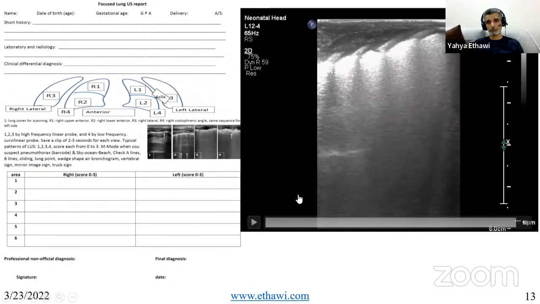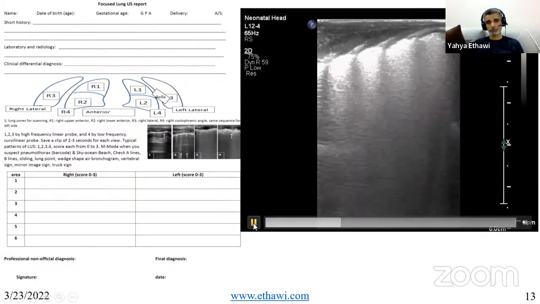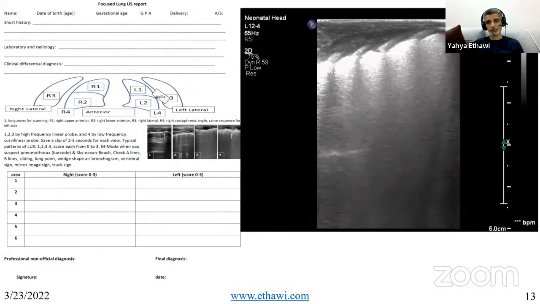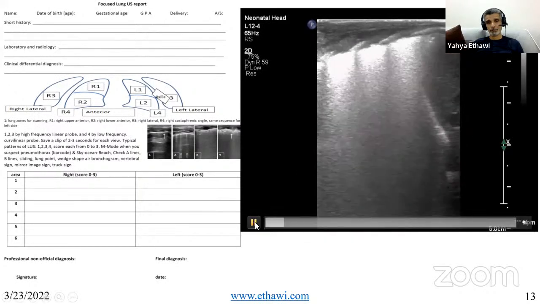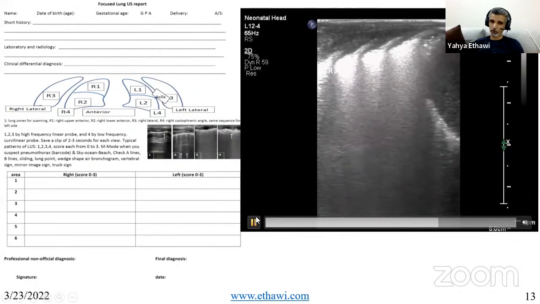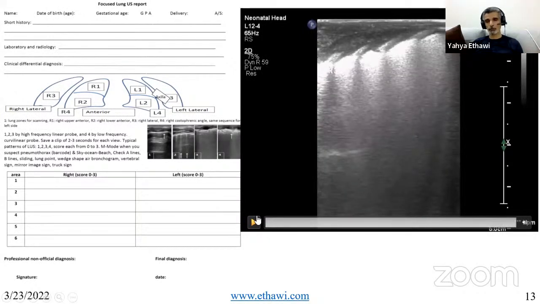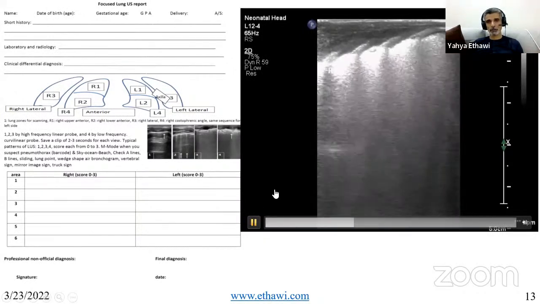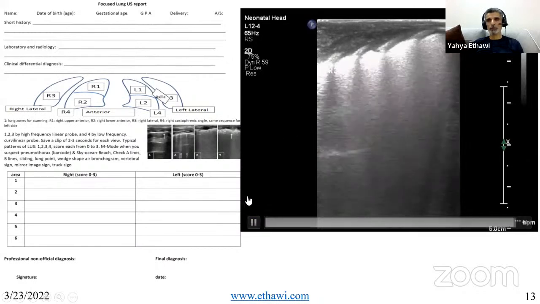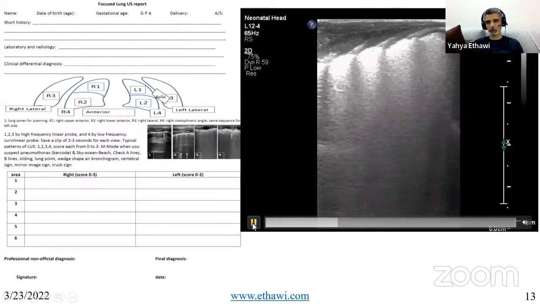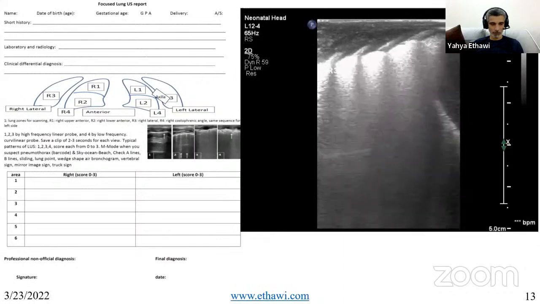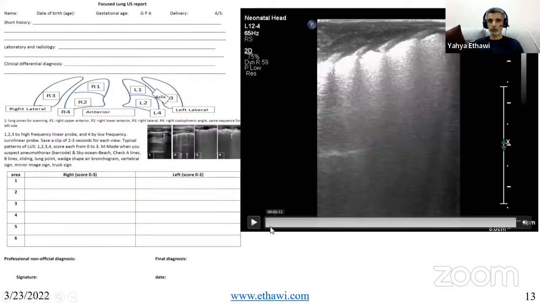Okay, so let's do R3. And you can see in very small babies, sometimes zones are difficult to differentiate, especially if you have a probe which is a little bit bigger in size. I don't have the hockey stick right now. Anybody want to comment?